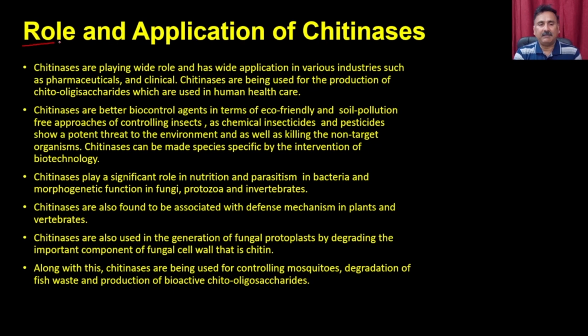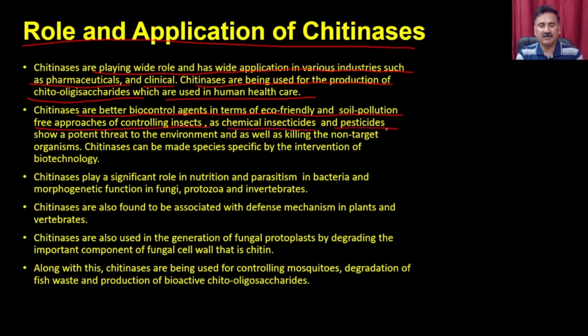So what is the role and the application of the chitinases? Chitinases play a wide role and have wide application in various industries such as pharmaceuticals and clinicals. Chitinases are being used for the production of chitooligosaccharides which are used in human healthcare. Chitinases are better biocontrol agents in terms of eco-friendly and soil pollution-free approaches of controlling the insects, as chemical insecticides and pesticides show a potent threat to the environment as well as killing the non-target organisms. Chitinases can be made species specific by the intervention of biotechnology.